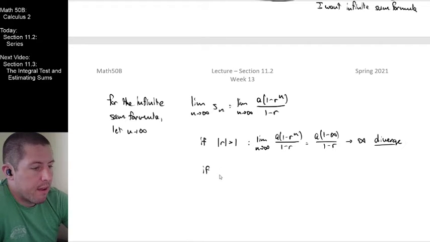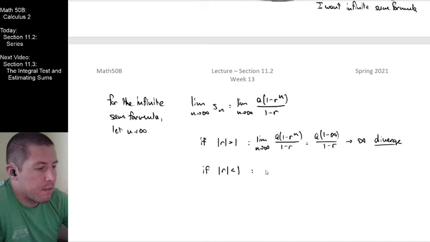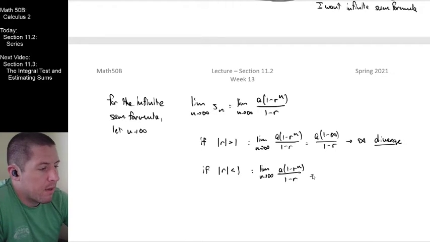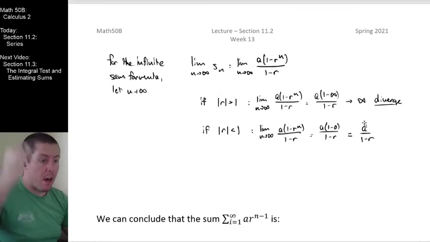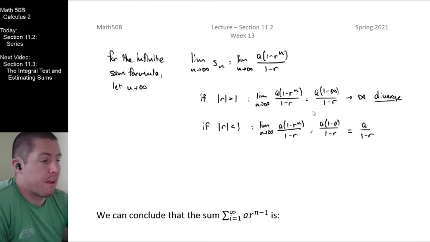On the other hand, if the size of r, our common ratio, is less than 1, then we're getting that the limit as n goes to infinity of a times 1 minus r to the n over 1 minus r is just giving us a times 1 minus 0 over 1 minus r, and this will then just be equal to a over 1 minus r. So this is our conclusion for our infinite formula right here.